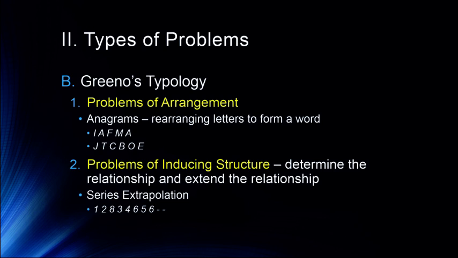Problems of inducing structure are ones in which we have to determine a relationship and extend the relationship. So we have to induce the structure and then extend it. You see these all the time on Facebook: only geniuses can solve this, and then it gives you some series of things, and you have to figure out how to extrapolate what's going on in the series and go forward. So here, we have to figure out how this series works. We have 1, 2, 8, 3, 4, 6, 5, 6. Well, there are actually two series. There's 1, 2, 3, 4, 5, 6, and 8, 6, 4. Then it would be 7, 8, 2. So that would be how you extrapolate that series. You have to induce the structure and then extrapolate from it.